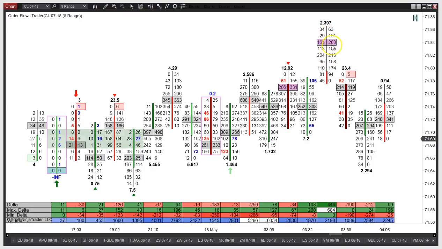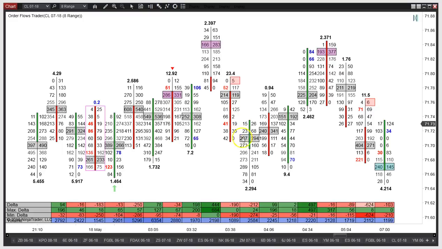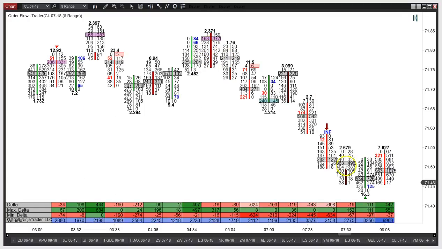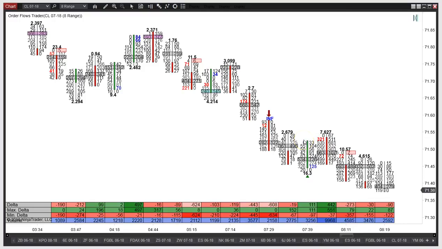Got positive delta though. But again, you got a prominent point of control. Look how this market trades right back up to that prominent point of control. It holds, and then you got another prominent point of control. What happens? Boom, it's lights out. Market sells off from the 71.75 area down into below 71.50.